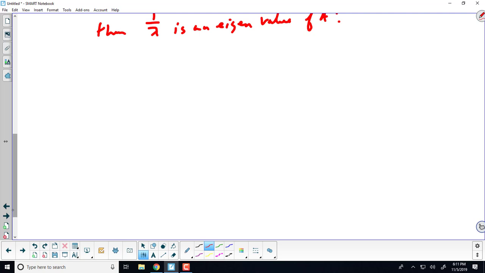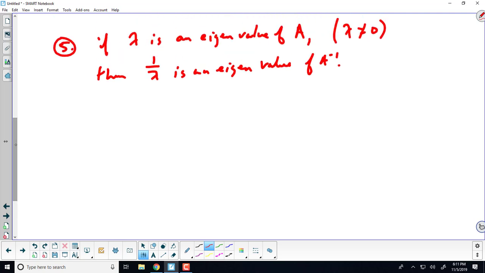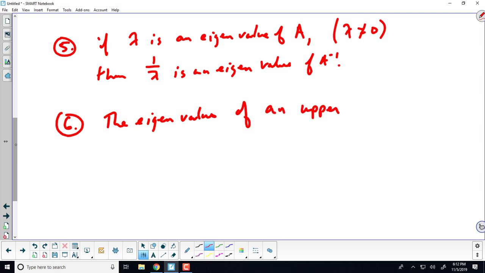So far, the eigenvalues of an upper or lower triangular matrix are just the entries along the diagonal. That's a really important fact.